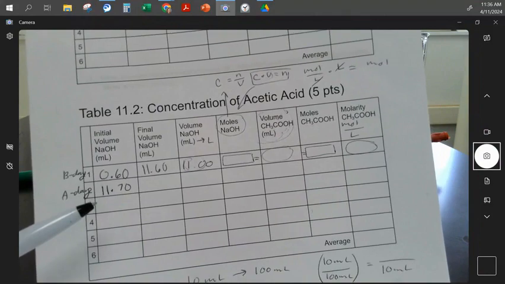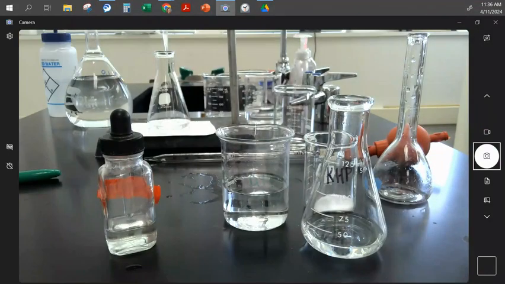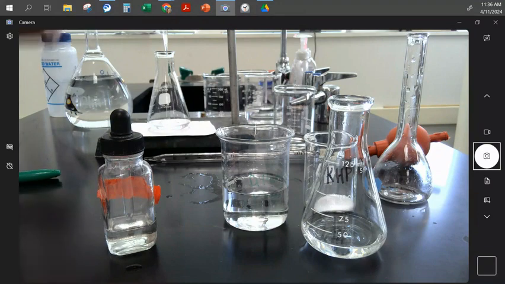All right, so I'm going to write my initial volume. I will write my final volume. I also need to write the volume of sodium hydroxide. Okay, we'll get there. All right, so I'm going to start titrating. Questions so far? Okay.